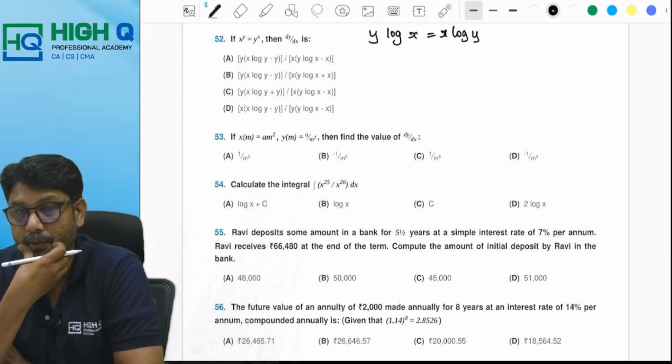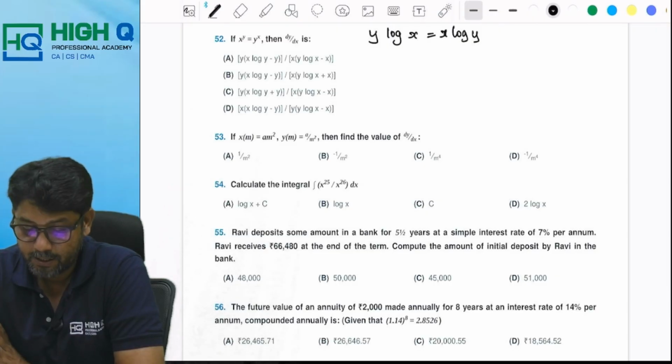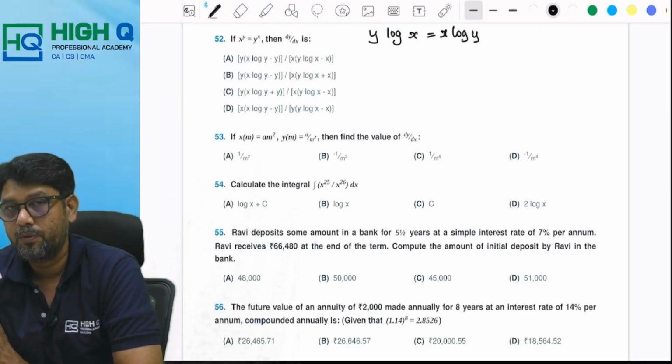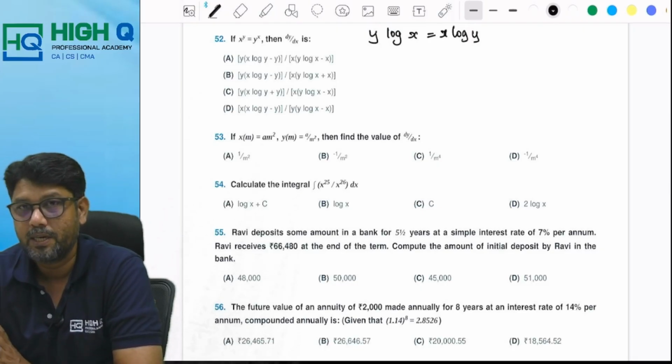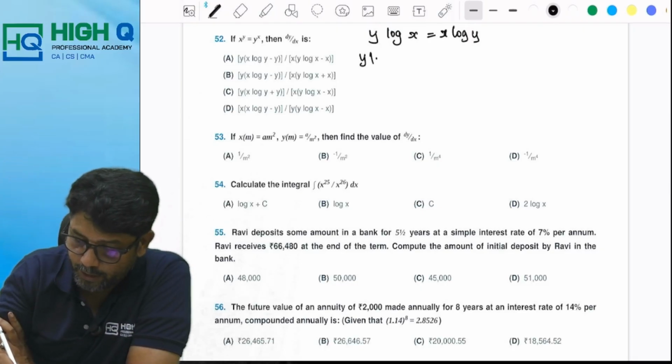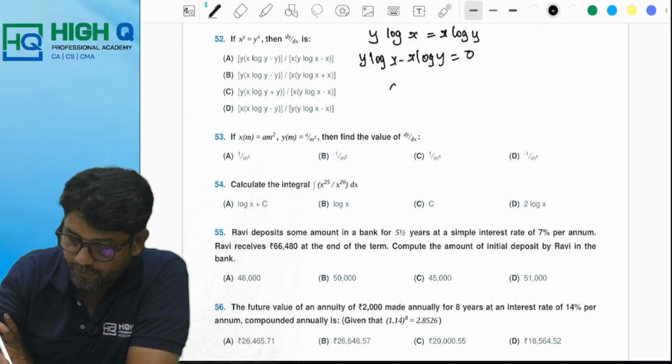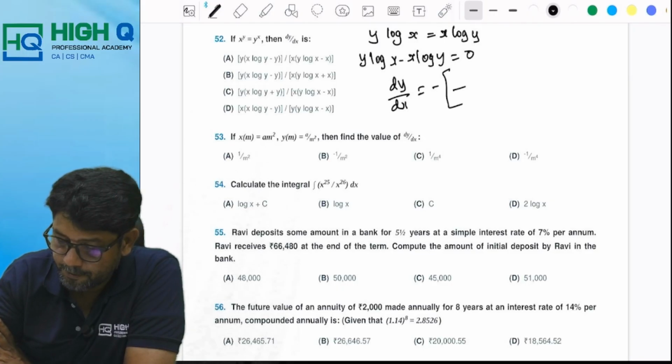Now, listen here. Implicit function, I have got a great trick, my dear. So try to understand the trick. Directly we can get the answer. For that, first what we need to do is make the right hand side 0. That means whatever is on the right hand side, bring it to the left hand side. This is going to be y log x minus x log y equal to 0. Then find dy by dx. You can write the dy by dx directly, my dear.